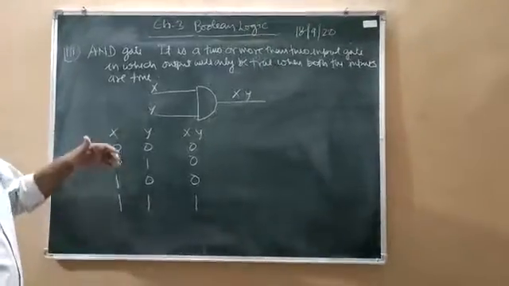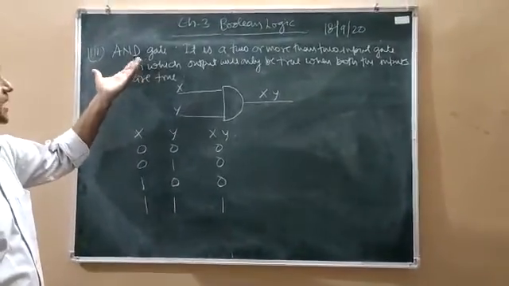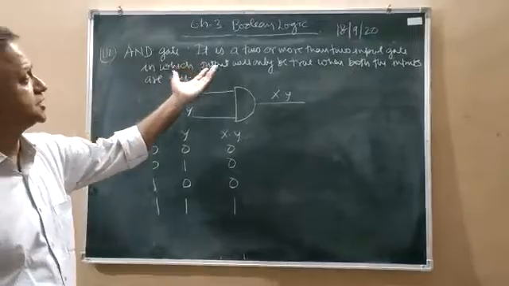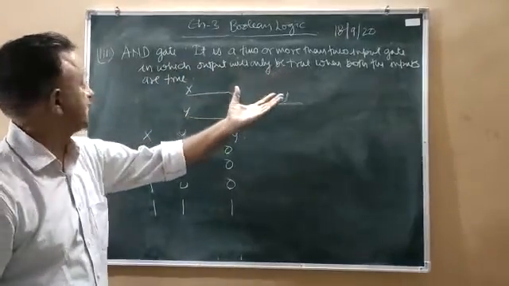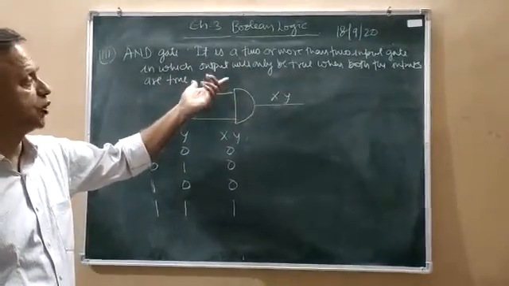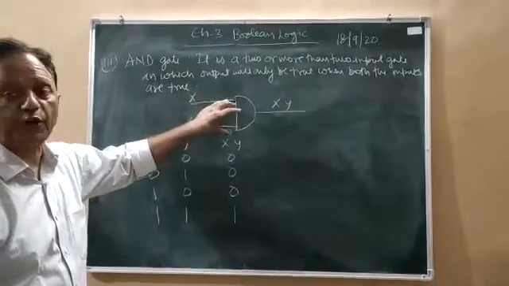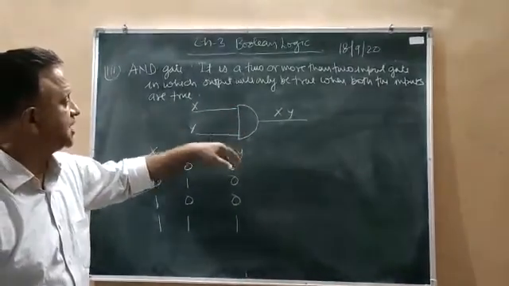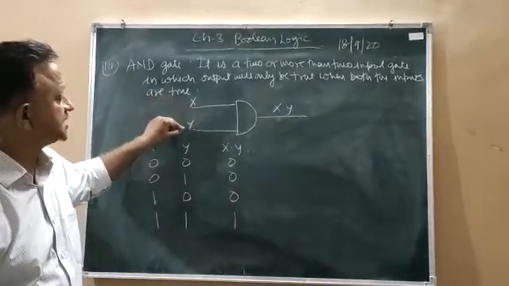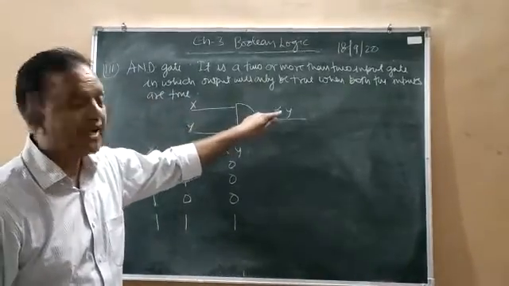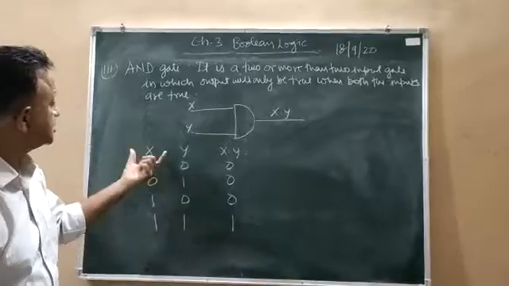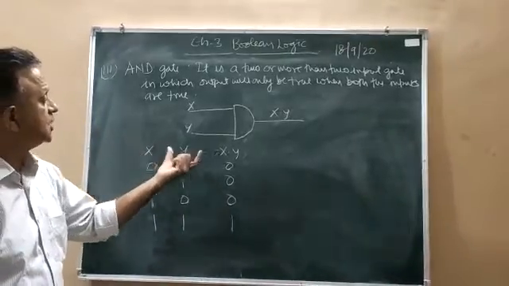Hello students, in this video we are taking AND gate, and it is a two or more than two input gate in which output will only be true when both the inputs are true. Now this is the symbol for your AND gate. It is a D shape. Now these are the two inputs, that is X and Y, then the output would be X dot Y. Now this is the truth table for your AND gate.